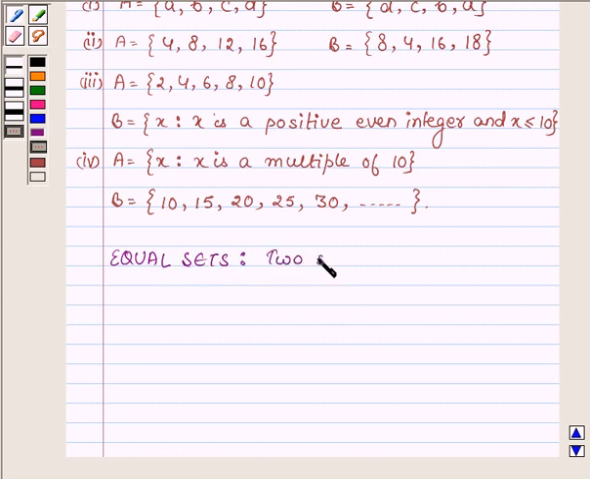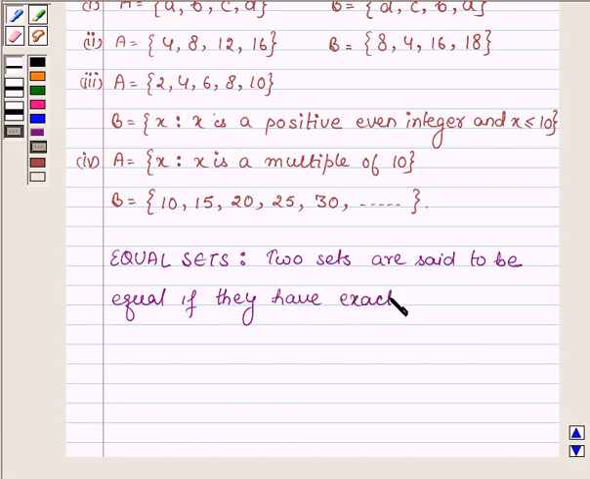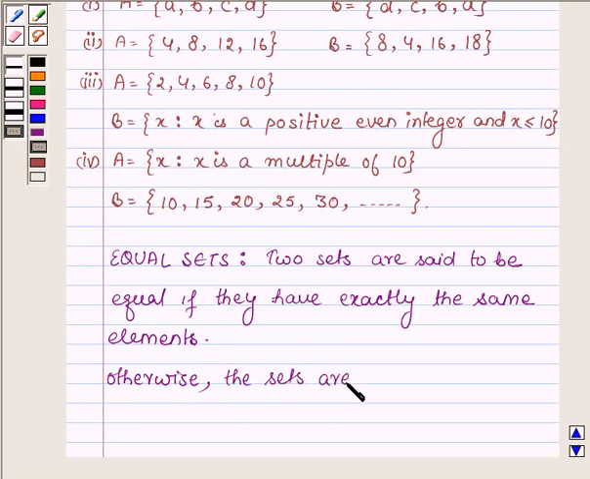Two sets are said to be equal if they have exactly the same elements. Otherwise, the sets are called unequal sets. That is, those sets which are not equal are unequal sets. So this is the key idea we are going to use in this problem to find its solution.